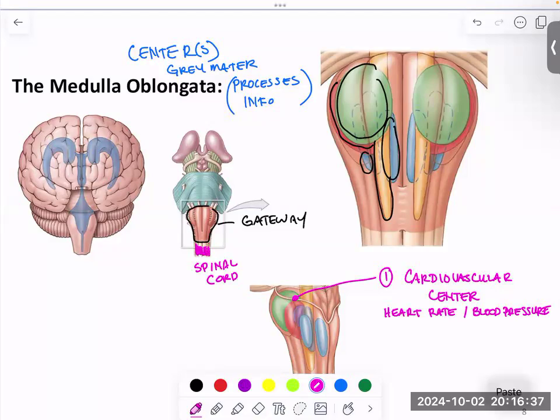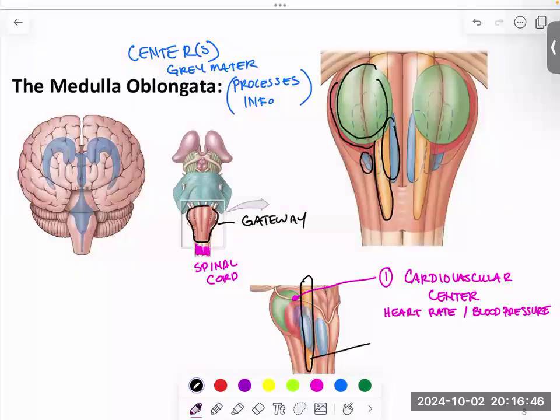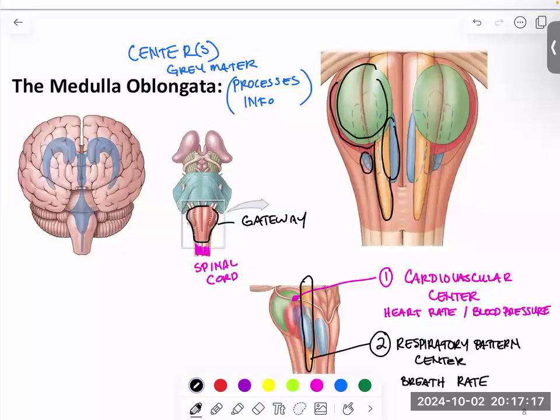The other one, this one I know. Don't know why. The yellow one is the second center I want you to know. This one is your respiratory pattern center. What do you think it controls? What about breathing? Breath rate. Those are the 2 centers I want you to be familiar with in the medulla oblongata.